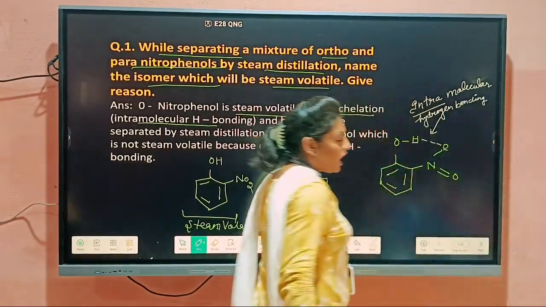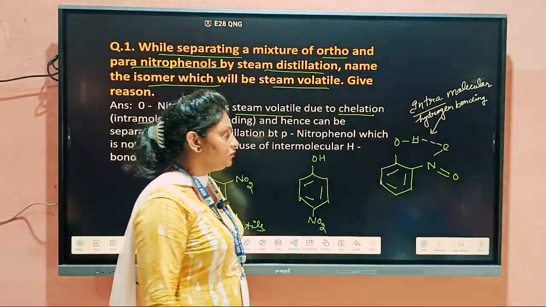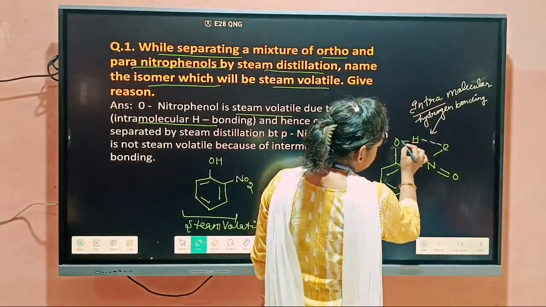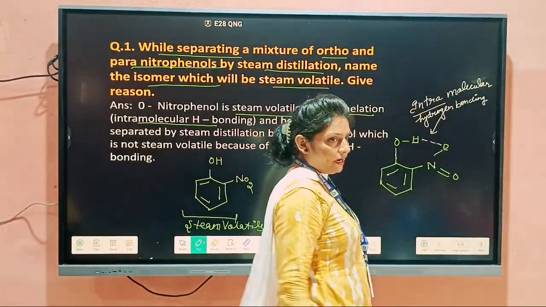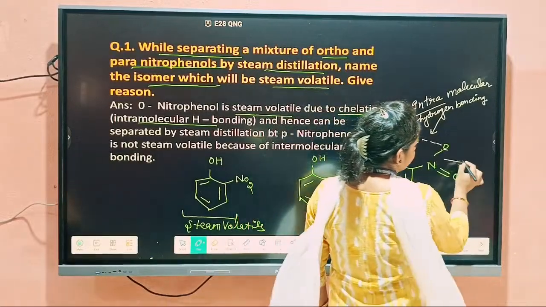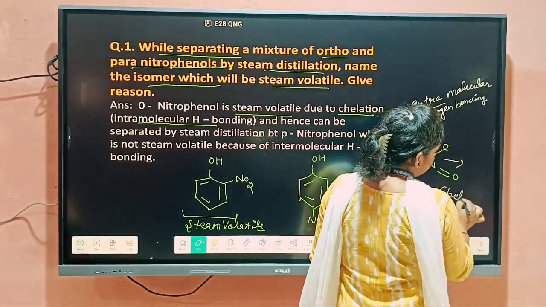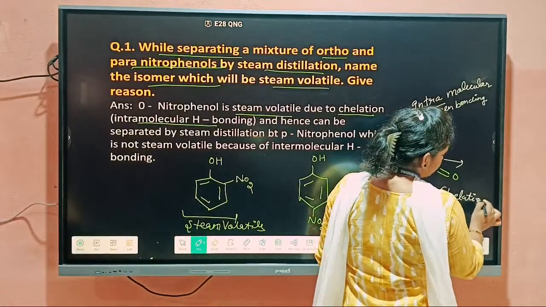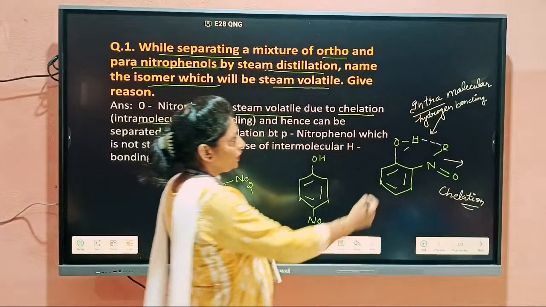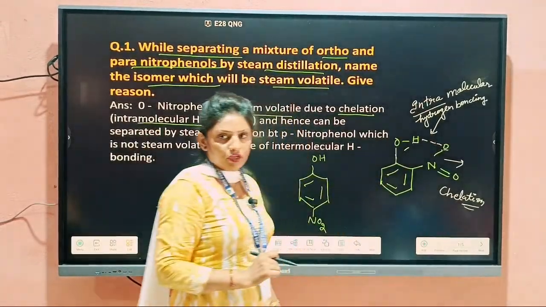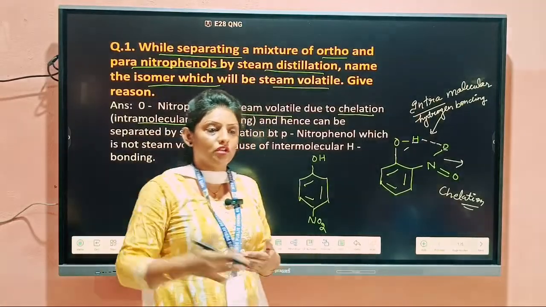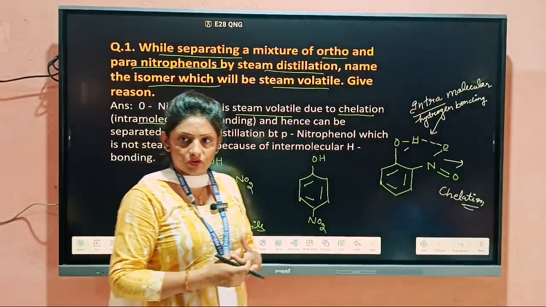And students, after forming the hydrogen bond, a ring is formed here. This formation of a ring is known as chelation. So because orthonitrophenol forms intramolecular hydrogen bonding, it does not form hydrogen bonds with other molecules of orthonitrophenol.